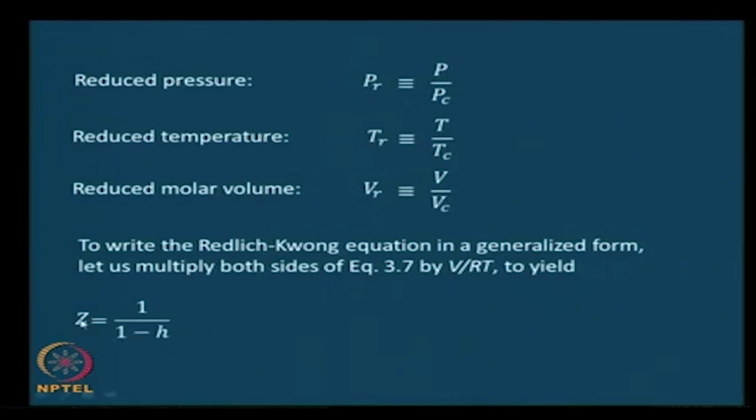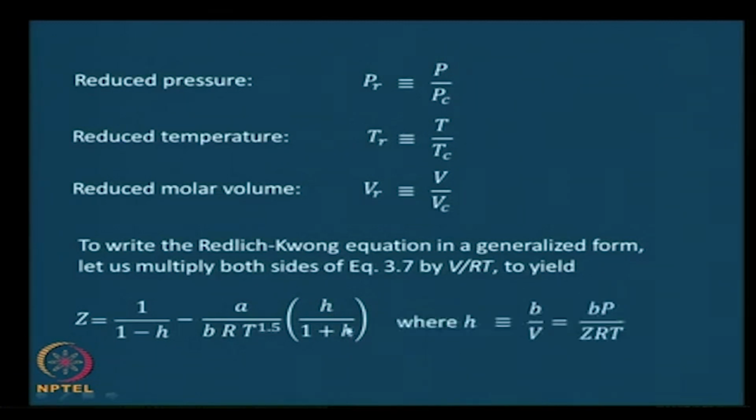Z, the compressibility factor, is 1 by 1 minus H, minus A by B R T power 1.5, into H by 1 plus H, where H that we have introduced here is nothing but B by the molar volume, or in terms of the compressibility factor it is Bp by ZRT. Now, V can be written as ZRT by P, and therefore you get Bp by ZRT.